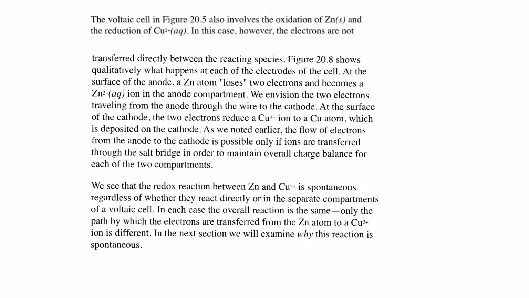As we noted earlier, the flow of electrons from the anode to the cathode is possible only if ions are transferred through the salt bridge in order to maintain overall charge balance for each of the 2 compartments. We see that the redox reaction between zinc and copper ions is spontaneous, regardless of whether they react directly or in separate compartments of the voltaic cell. In each of these, the overall reaction is the same. Only the path by which electrons are transferred from the zinc atom to the copper ion is different. In the next section, we'll examine why this reaction is spontaneous.